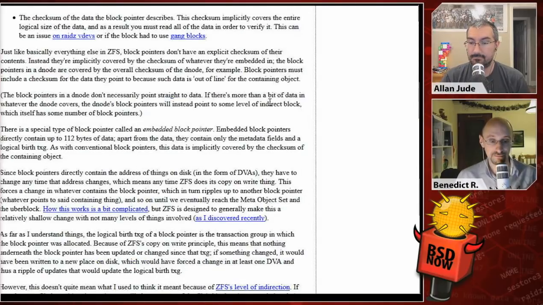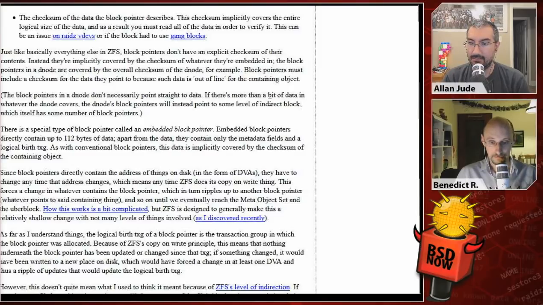Yep. Just like basically everything else in ZFS, block pointers don't have an explicit checksum of their own content. Instead, they are implicitly covered by the checksum of whatever embedded them. So you don't want to store the checksum for the block pointer in the block pointer, because then writing the checksum in the block pointer will change the checksum of the block pointer. And it gets much more complicated to decide to exclude some portion of the block pointer, especially if it ends up not being the end and so on. And so instead, it's stored in the higher level.